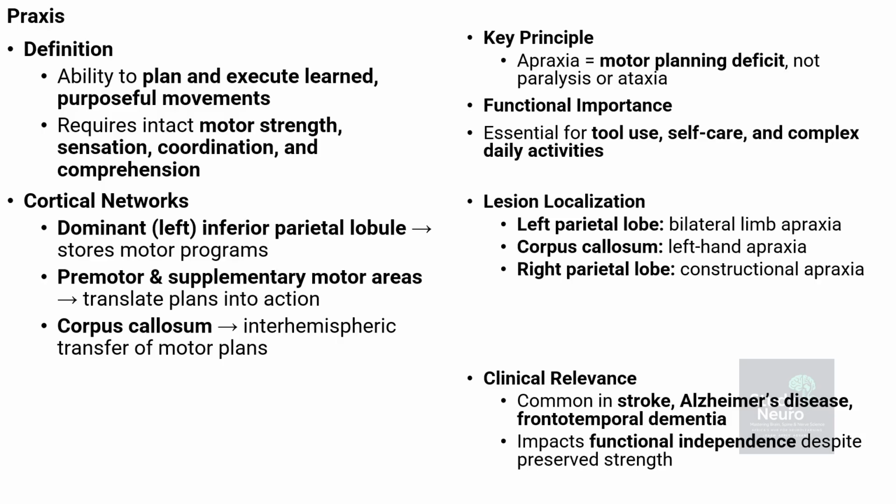Apraxia represents a motor planning deficit rather than weakness or ataxia and has major functional implications for tool use and daily activities. Lesion patterns aid localization. Left parietal lesions cause bilateral limb apraxia, corpus callosum lesions affect the left hand, and right parietal damage leads to constructional apraxia. Apraxia is common in stroke and neurodegenerative disorders and can severely limit independence despite preserved strength.